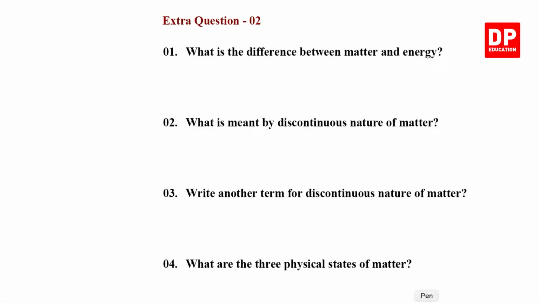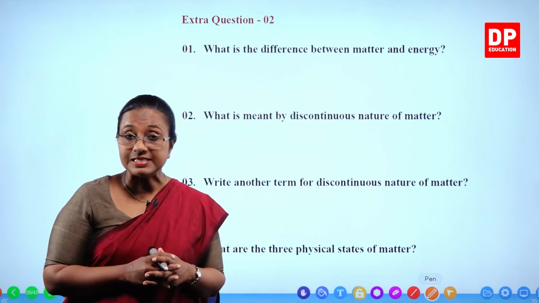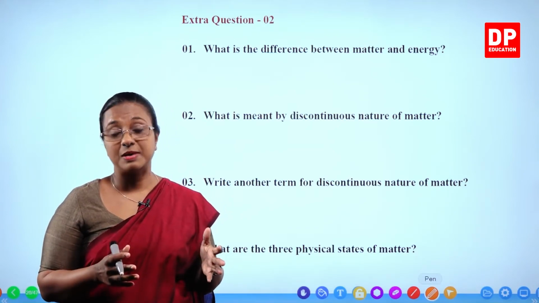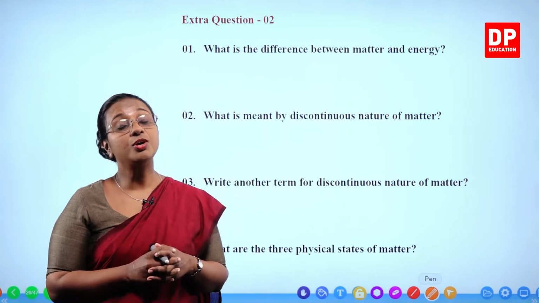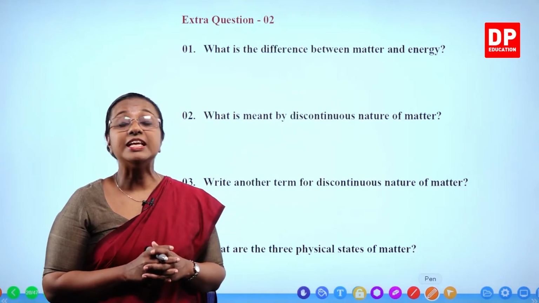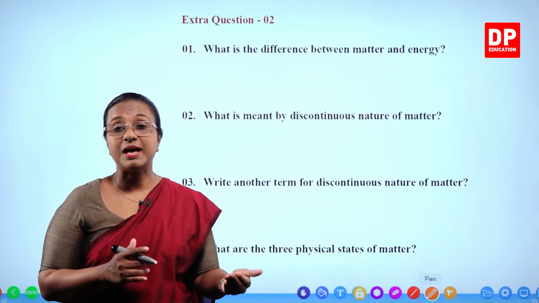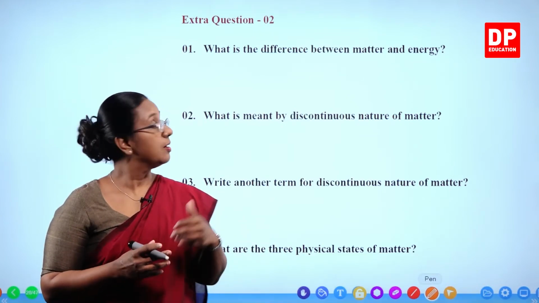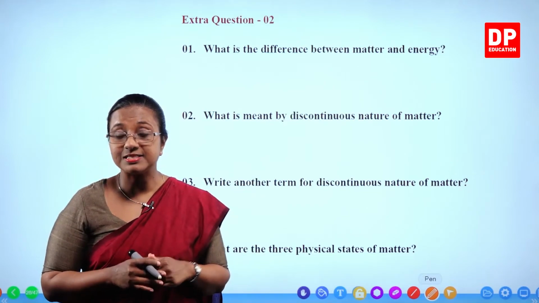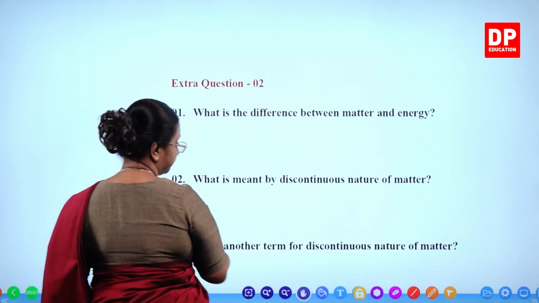So extra question 2. First one, what is the difference between matter and energy? What is the difference between matter and energy? Matter is anything that occupies space and has a mass. So anything that does not occupy space and does not have a mass is energy. So here we need to write the difference. So we have to say matter has a mass and occupies space, but energy does not have a mass and it does not occupy space. So that is what we need to say there.